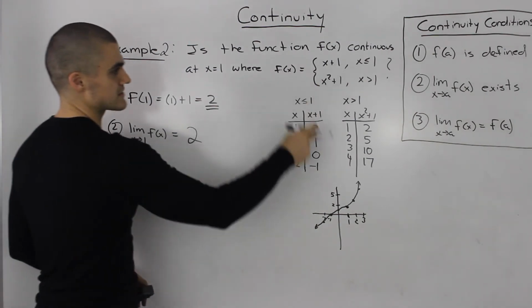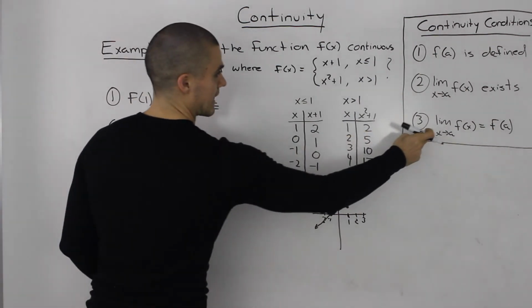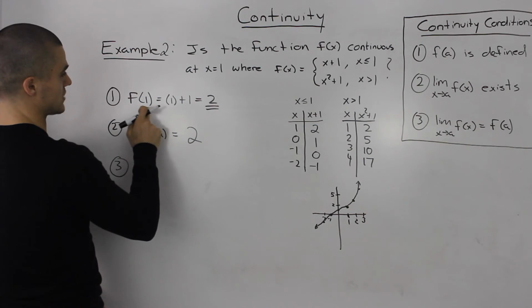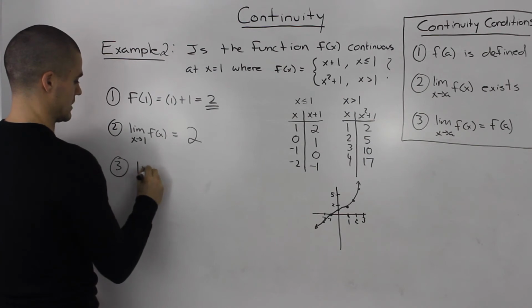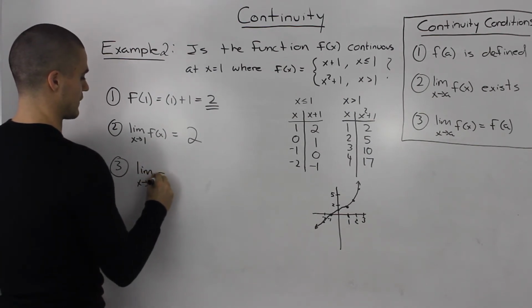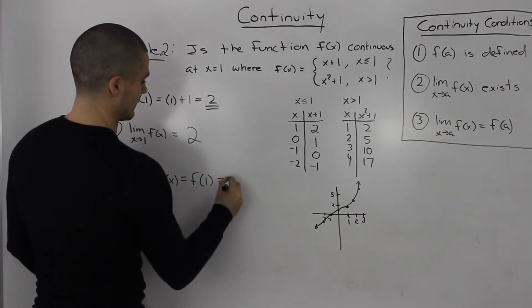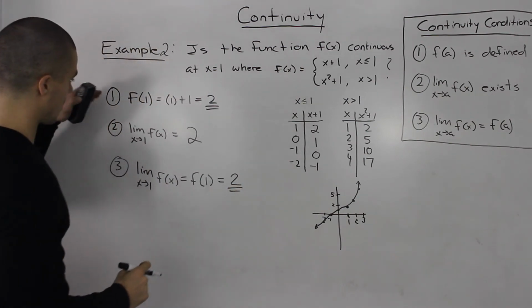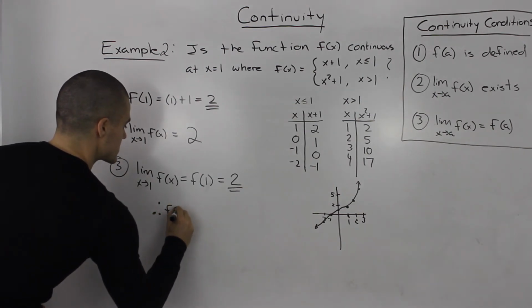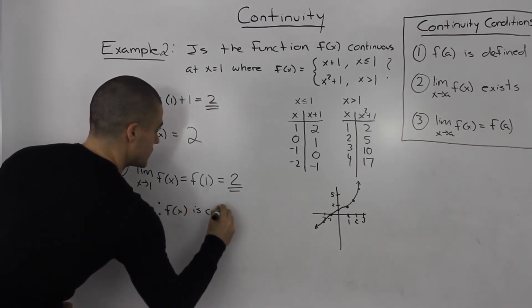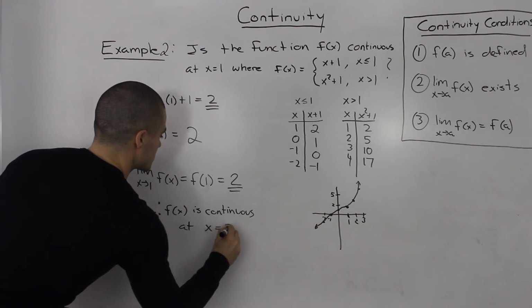So the second condition passes, and then the third condition that we have to prove is that the limit as x approaches 1 of f of x is equal to f of 1. And notice how both of these are the same. So the limit as x approaches 1 of f of x does equal f of 1, and they both equal 2. So all three conditions pass, so therefore f of x is continuous at x equals 1.